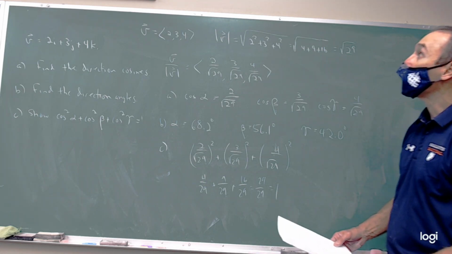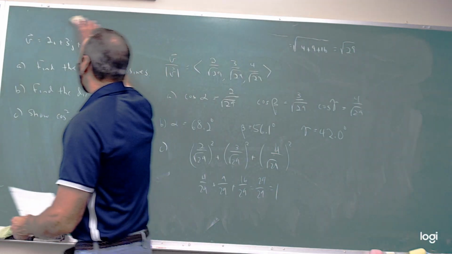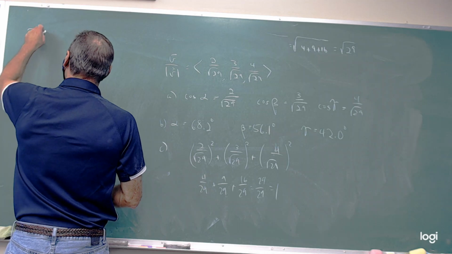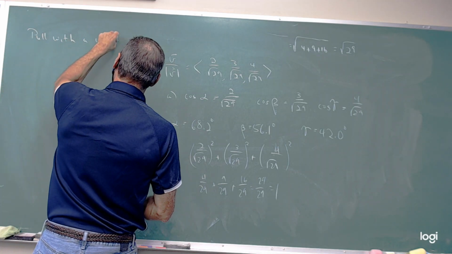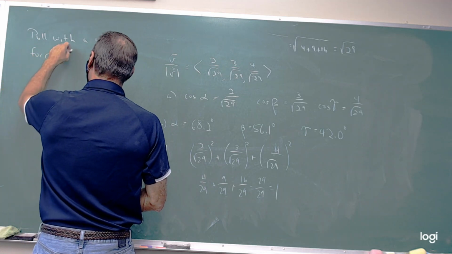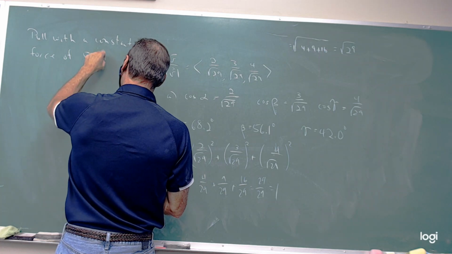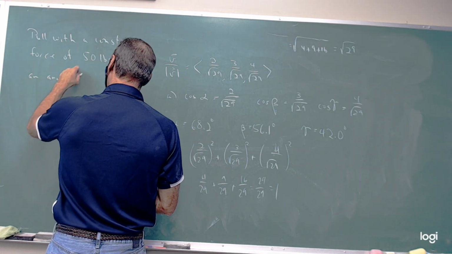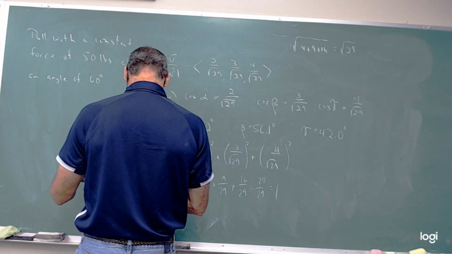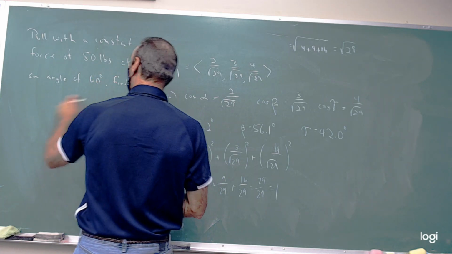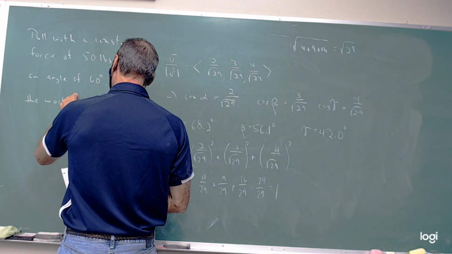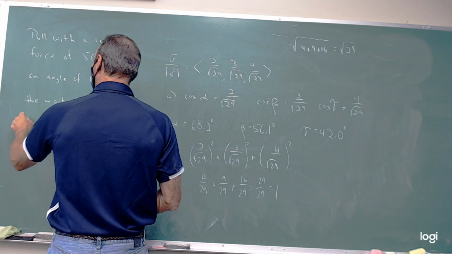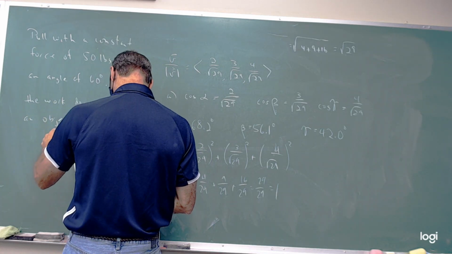Should we do another work one? Got a couple of minutes? Pull with a constant force of 50 pounds at an angle of 60 degrees. Find the work done in moving an object 12 feet.